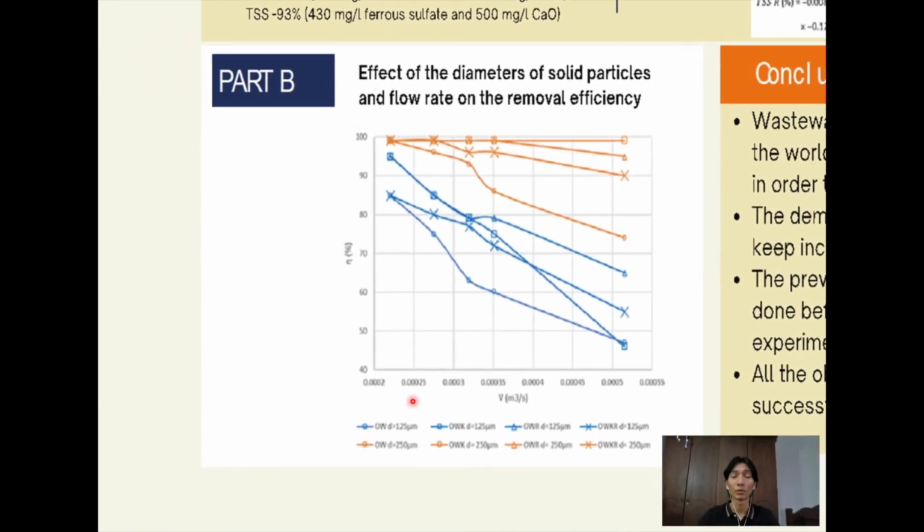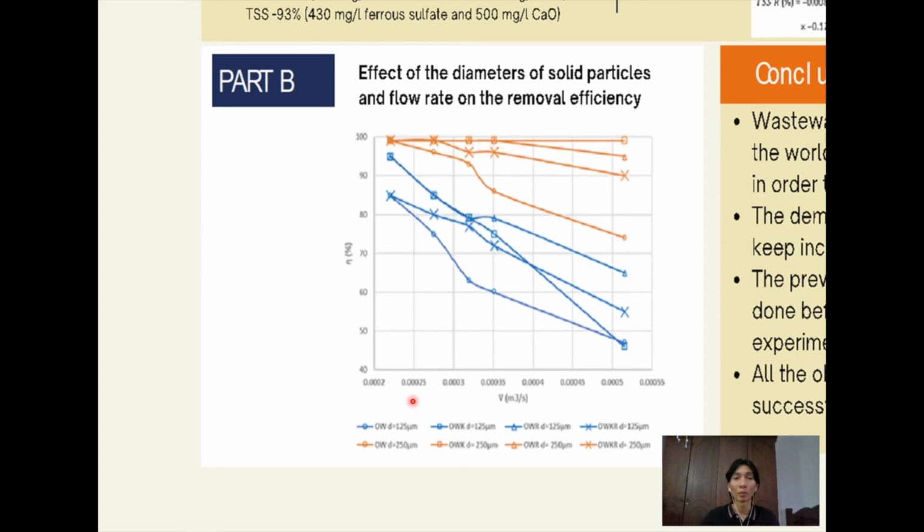For part B, we use 4 types of swirl sedimentation tank, which are the standard swirl tank, OW; the swirl tank with a directional elbow, OWK; the swirl tank with a profile pipe, OWR; and the swirl tank with a directional elbow and reverse outlet, OWKR. The objective of this part is to study the effect of the diameter of solid particles and the inlet flow rate on the sedimentation removal efficiency.